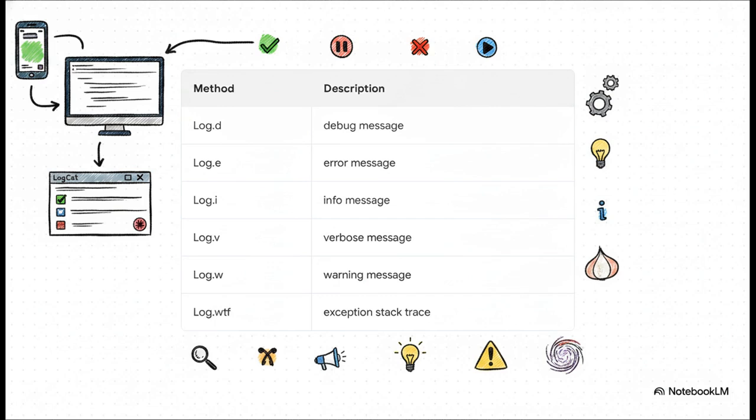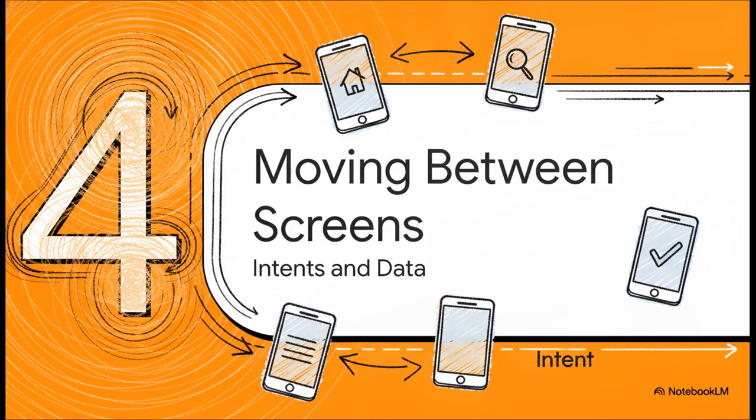You've got Log.d for your basic debugging, Log.e for fatal errors, Log.i for simple info, Log.v for super verbose details, Log.w for warnings, and my absolute personal favorite, Log.wtf, which actually logs the stack trace of a terrible exception. Dropping these log methods into your lifecycle states is literally the best way to see exactly when your app pauses, stops, or resumes.